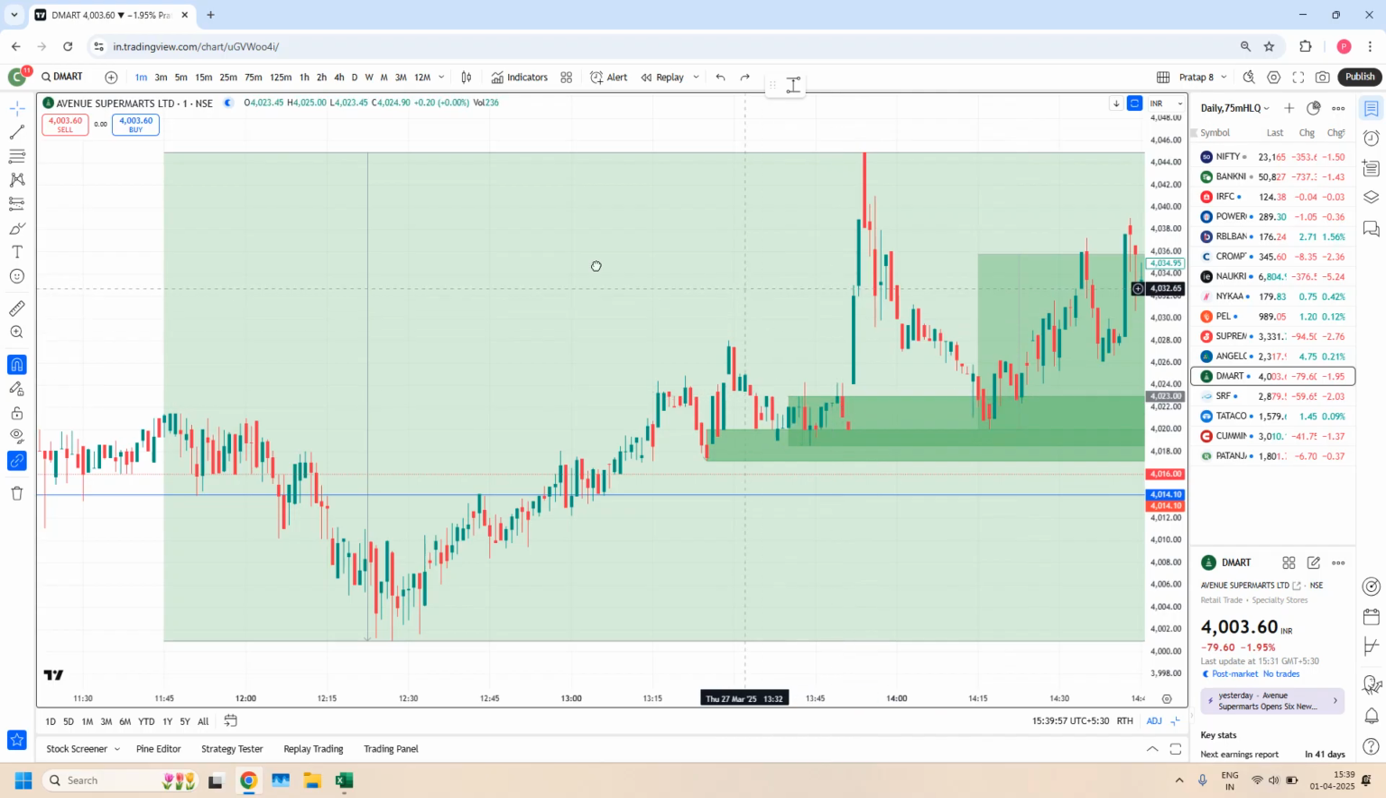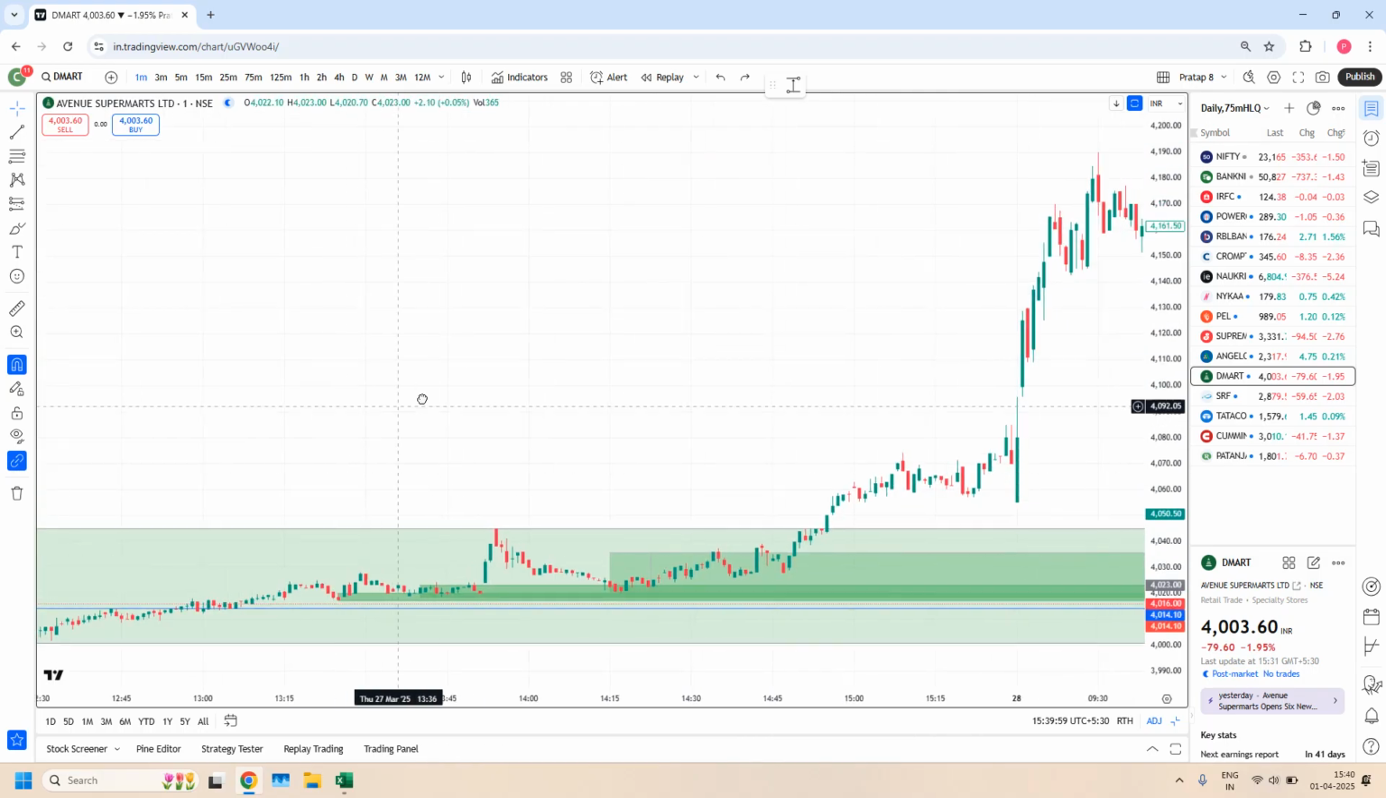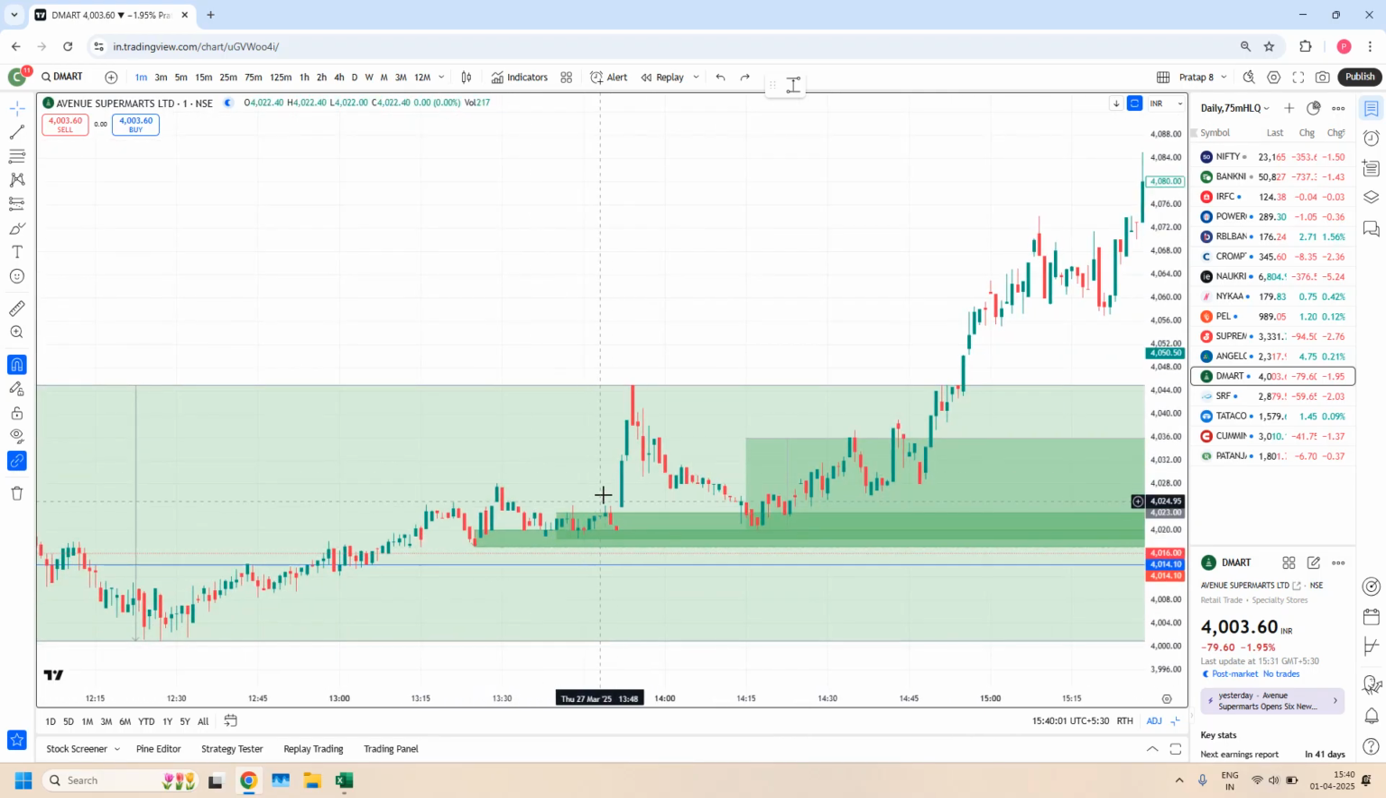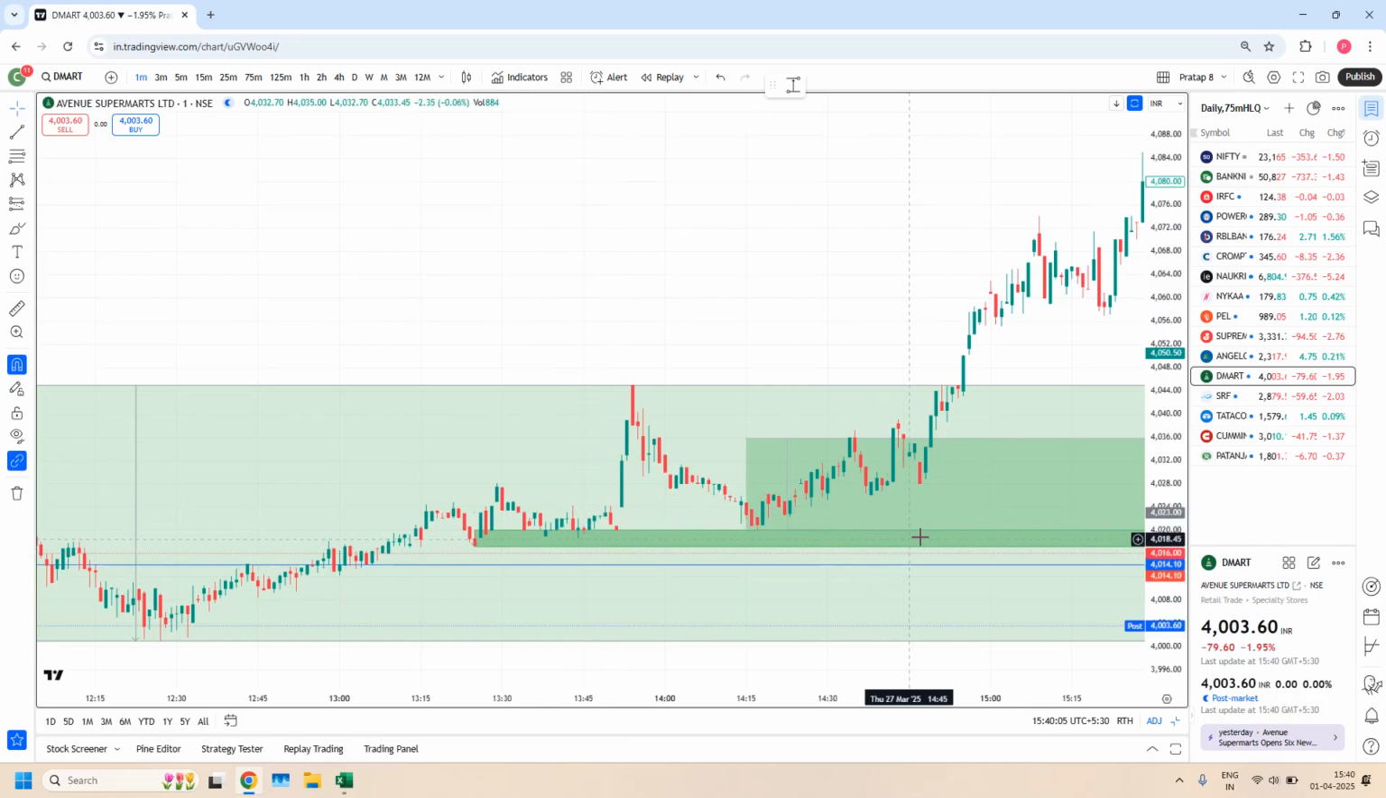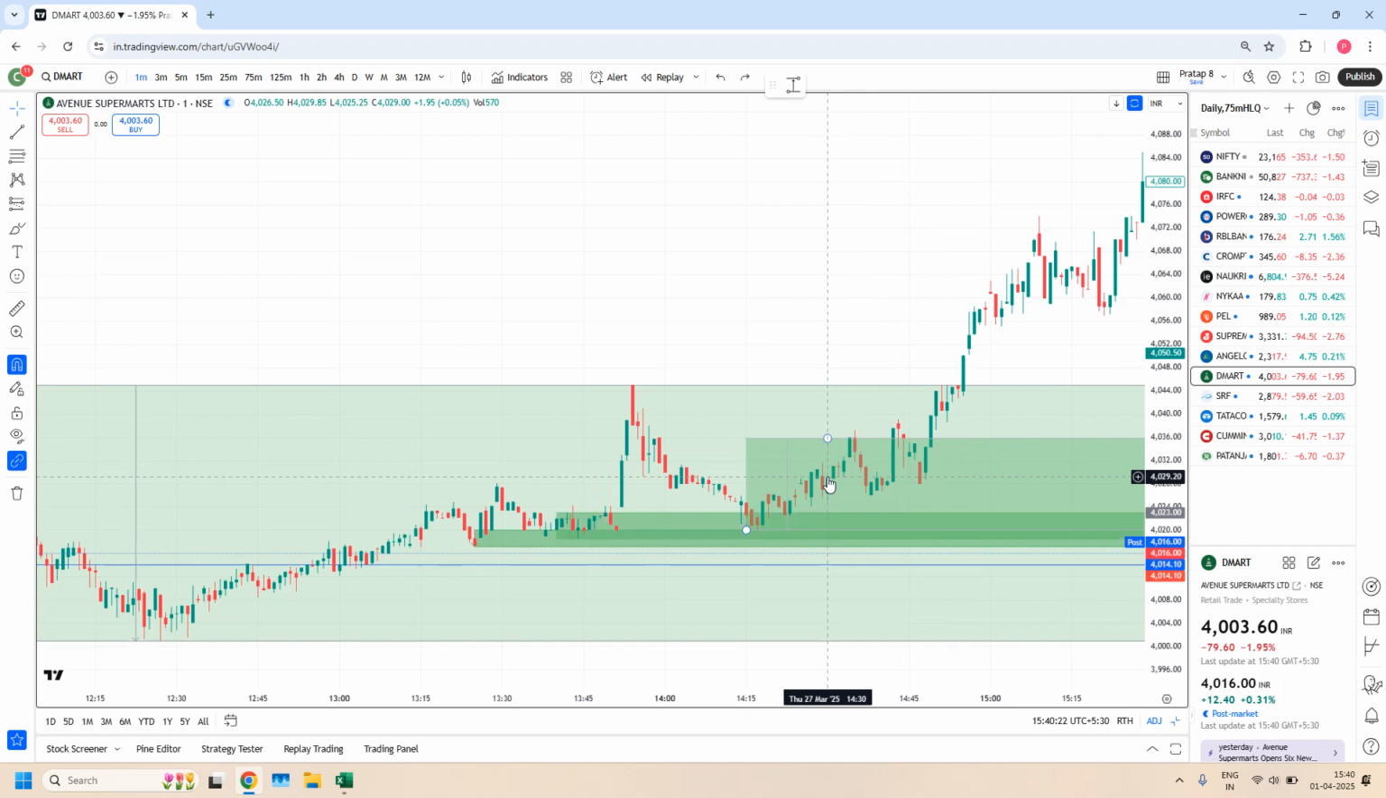If you delete this 1 minute zone and you are planning your trade at this 1 minute, see, the 1 minute just touched and moved up. Next time price may not reach this 1 minute, and a little below it will start moving up. At that time you will miss the trade, right? That's why adding the 5 minute is very, very important.